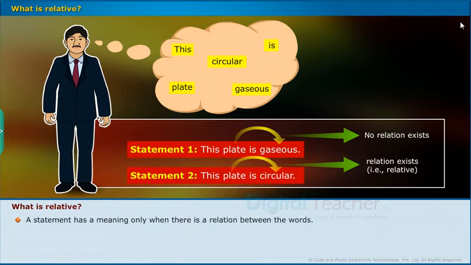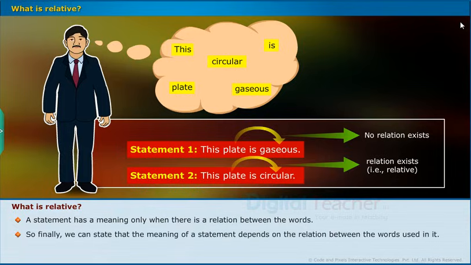A statement has a meaning only when there is a relation between the words. So finally, we can state that the meaning of a statement depends on the relation between the words used in it.